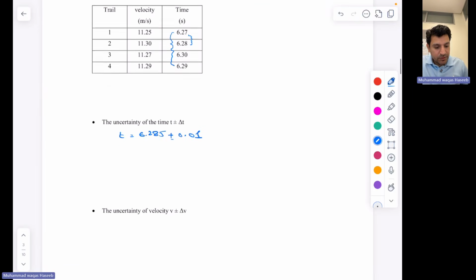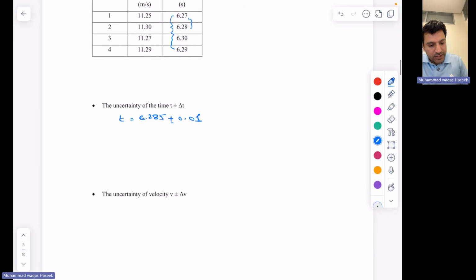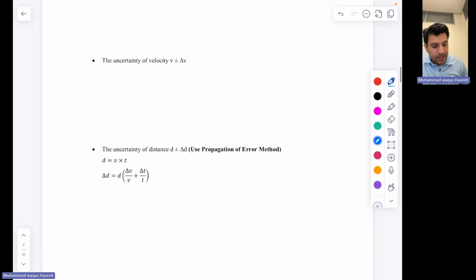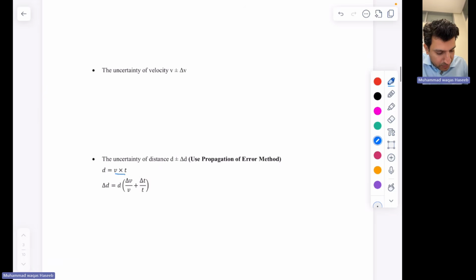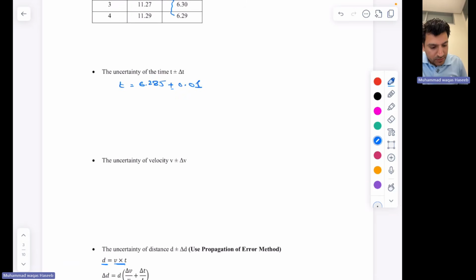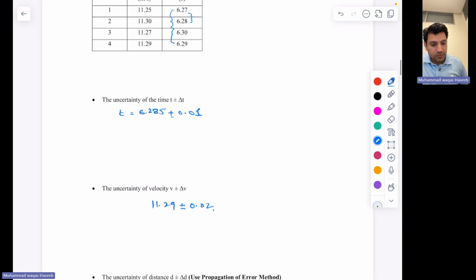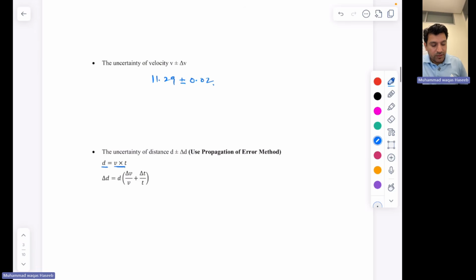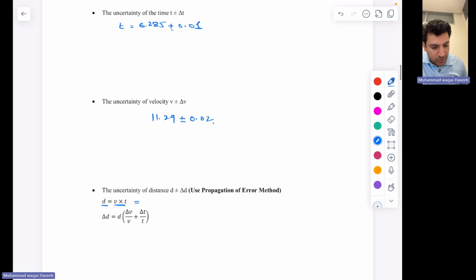Then the average velocity is the same as the previous case. You will divide this and you will write the number as well. And then because they are multiplying, for example, you need to find the position uncertainty. So let's suppose this number is 11.29 plus or minus 0.02. So how to find the uncertainty? First you will find the value, which is 6.285 multiplied by 11.29, which is 70.96 meters.